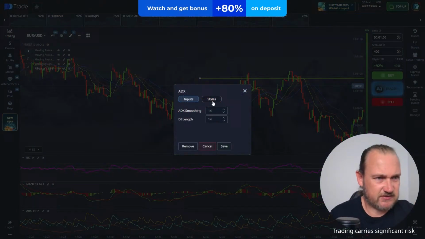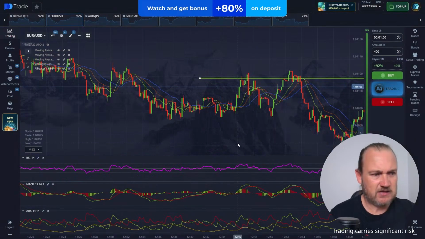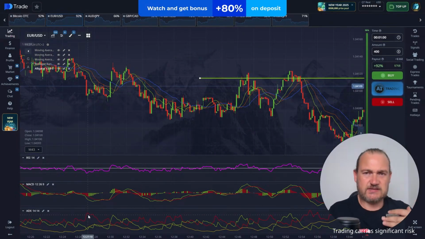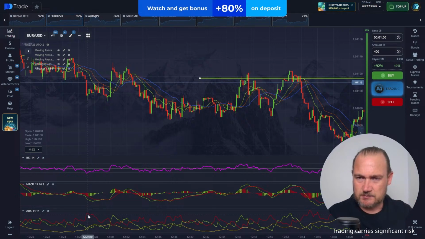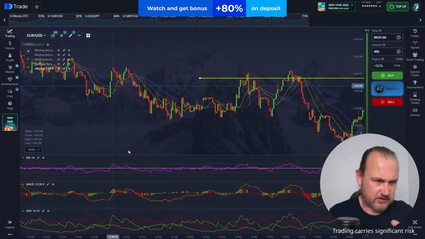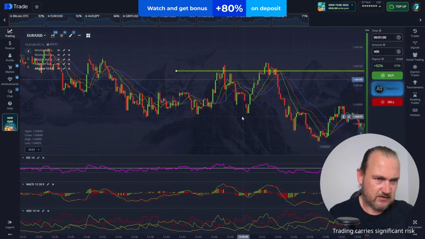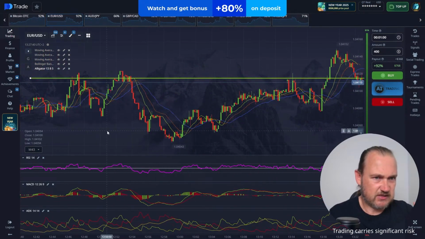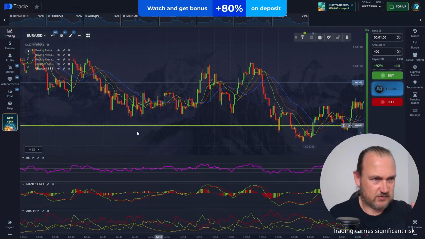Let's change the colors here. Okay, so we're going to make the ADX yellow. My plus DI, we're going to make green, and DI minus, we're going to make red. Okay, so when the DI minus is dominant, we're moving downwards, and when the DI plus is dominant, we're moving in a bullish direction. So what we want to look for is areas where the market is ranging, and we can identify these areas using support and resistance like this. Let's move this one here.